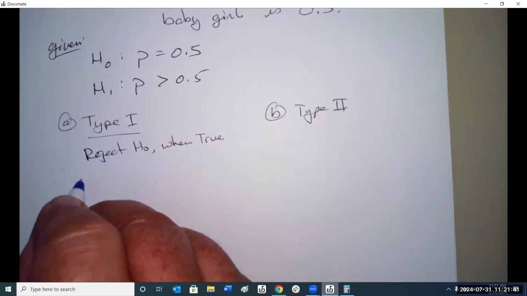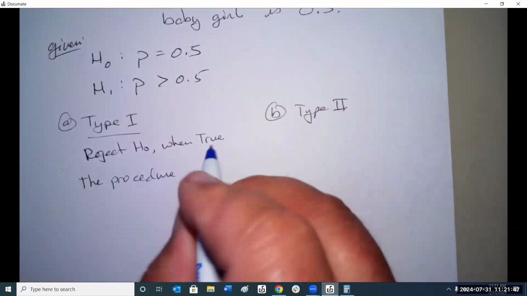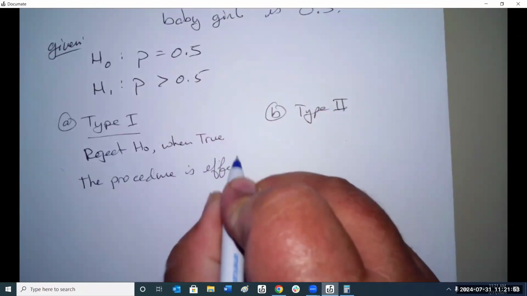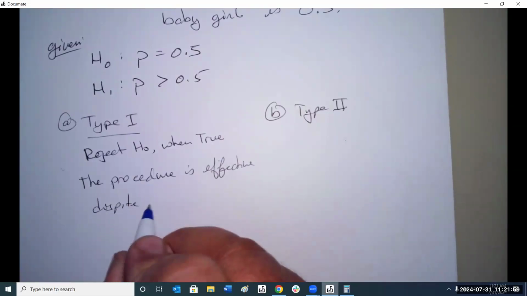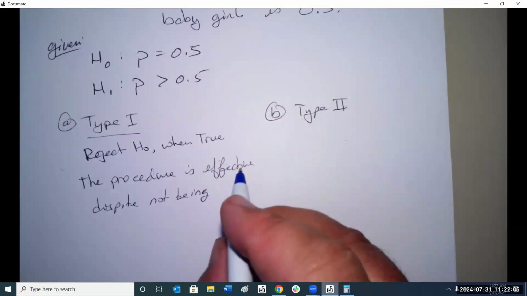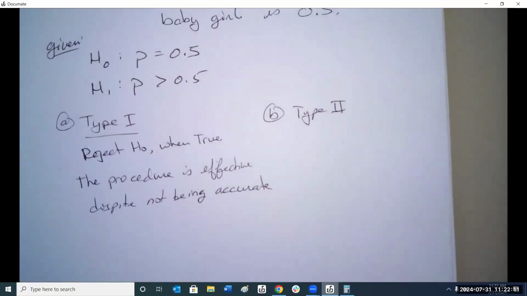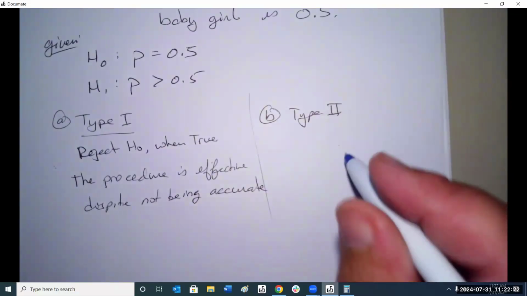So here they're saying that the procedure is effective despite not being accurate. We should have rejected it because it doesn't do anything, but we kept it. Type 1 error.